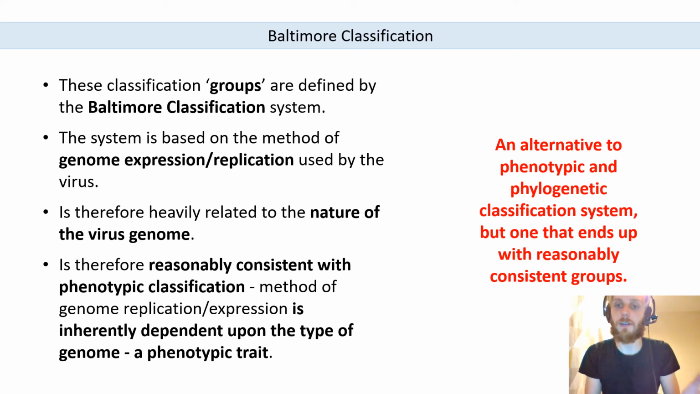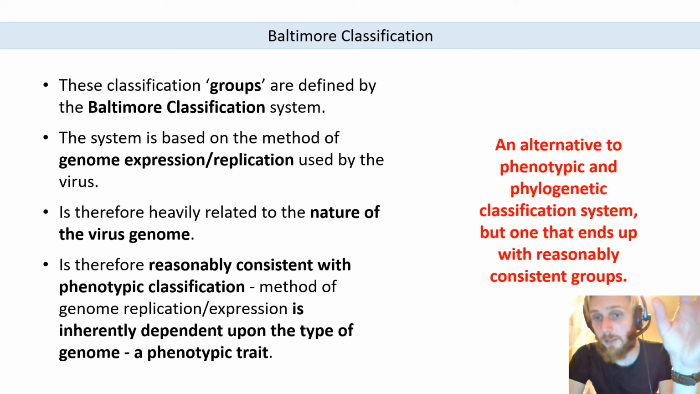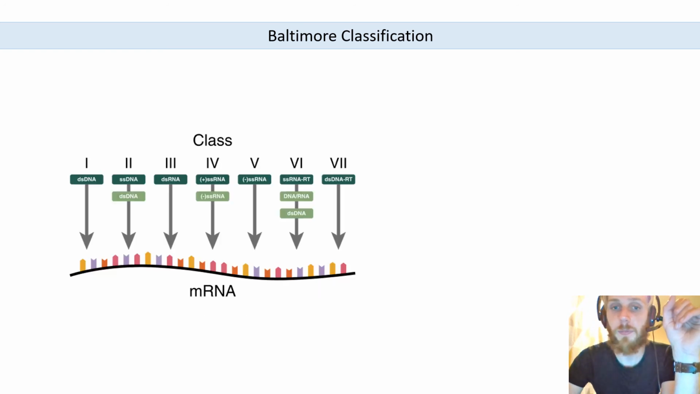If a virus is a DNA virus, if it has a DNA genome, it goes on this part of the classification, that phenotypic map we looked at. If it has an RNA genome, it goes on this part of the phenotypic map. If it has a single-stranded genome, it goes on this part. So these are all features to do with the genome, and they all impact the Baltimore classification. So that means there's this high level of consistency between Baltimore classification and phenotypic classification.